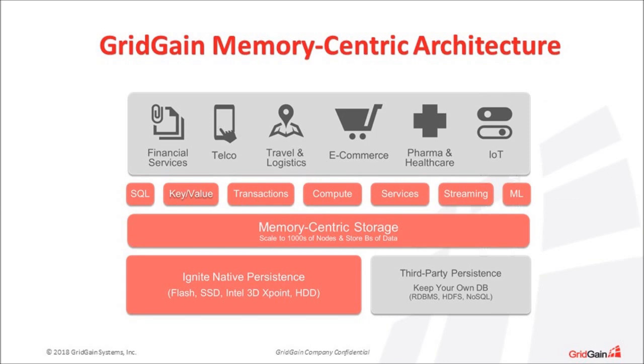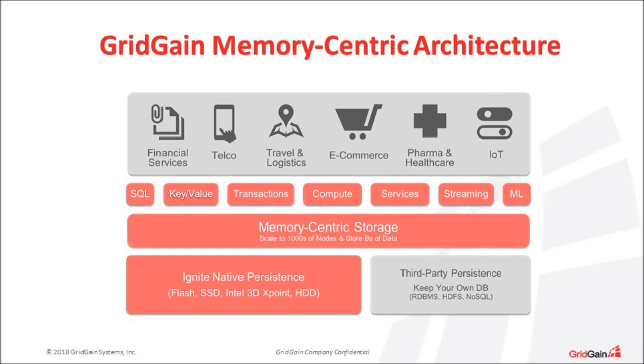A memory-centric architecture is a system that works equally well with memory and equally well with disk. At the core of the system is actually the GridGain and Ignite diagram. There are some other memory-centric systems that probably would have a slightly different diagram, but this is the one I'm most comfortable with. But essentially at the core, you will always have a memory-centric storage. Memory-centric storage is the one that actually can work with memory and with disk.